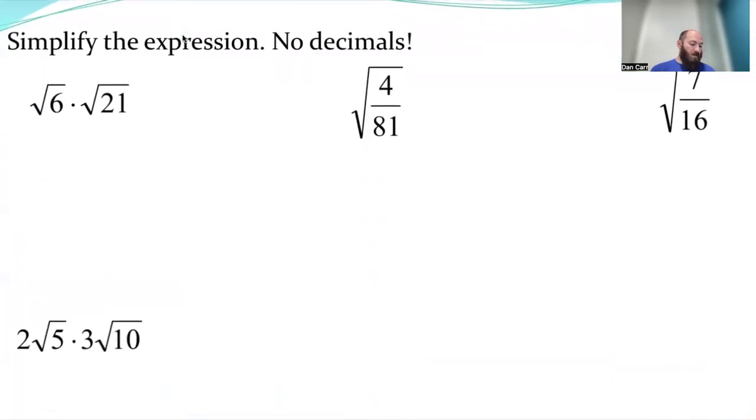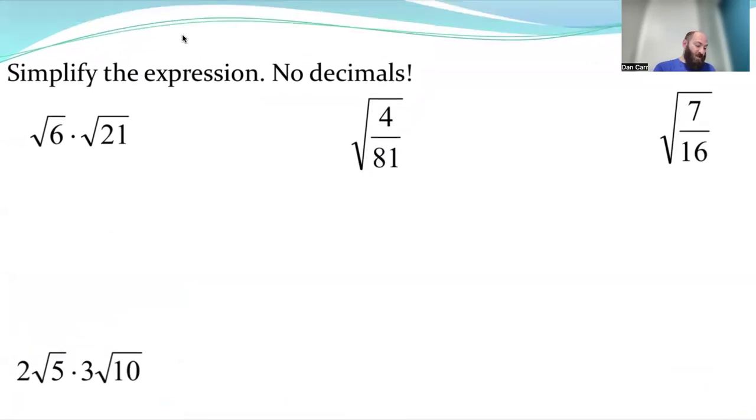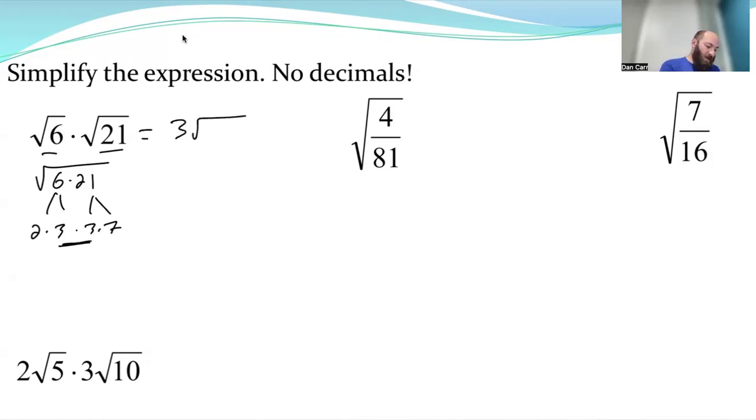Okay, simplify these expressions, no decimals. So when I simplify these, first thing I'm going to do is, if this is root 6 times root 21, that's the same as the square root of 6 times 21. Now I can go ahead and multiply those together, but I already know it's going to have to be broken down. I might as well just do this right here. That's 2 times 3. That's 3 times 7. I have a pair of 3s here. And so that means this is going to equal a 3 multiplied by the 2 and 7 on the inside, which is root 14.